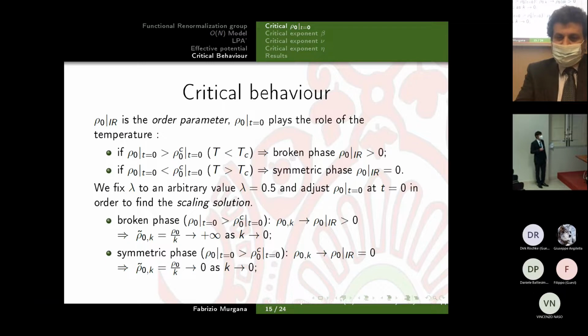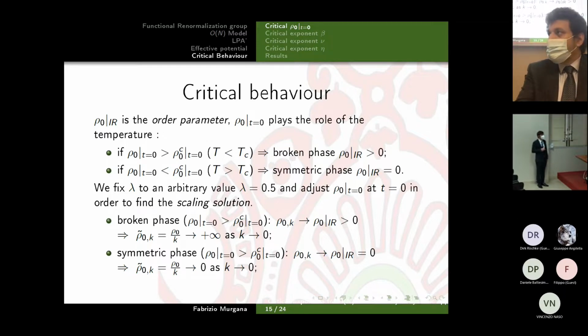Why? Because if you choose a value which is greater than a critical minimum, let's say, you end up in a broken phase. If you choose a value which is less than this critical value, which corresponds to T greater than Tc, you end up in a symmetric phase. So with a minimum in the infrared, which is 0. Now we have to find basically this critical value.